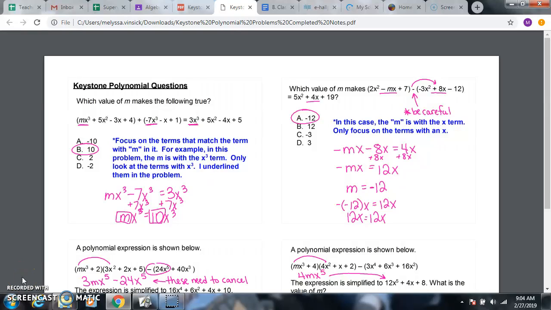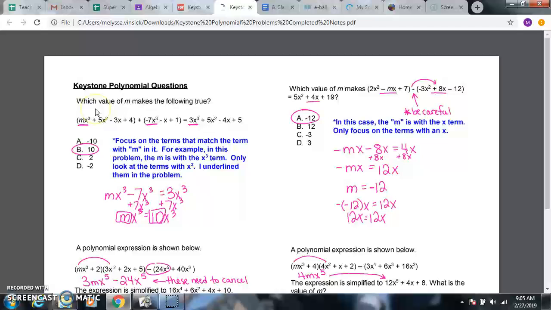Okay, this is concept number 10, which is the Keystone polynomial problems. These are specific problems that the Keystone uses on a nearly yearly basis, so we added them in as its own section. It's using what you know about polynomials already and trying to find a missing value to get to your final answer.